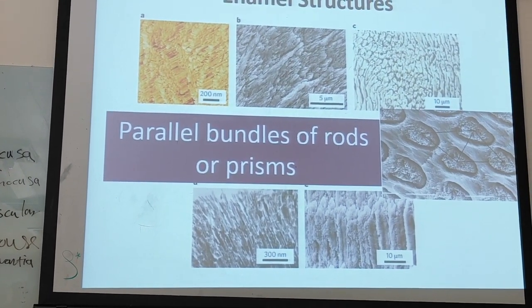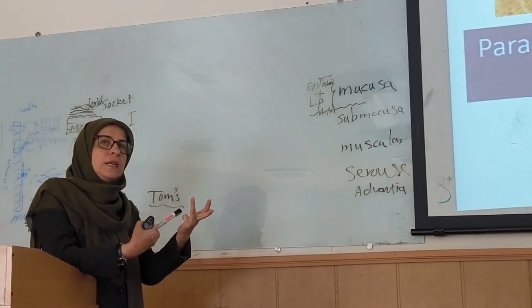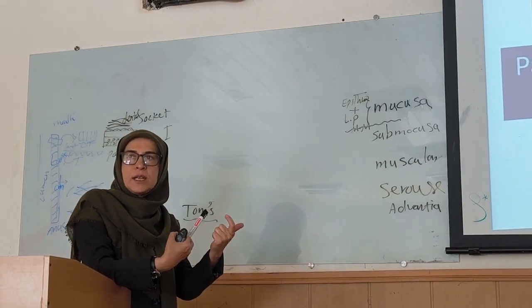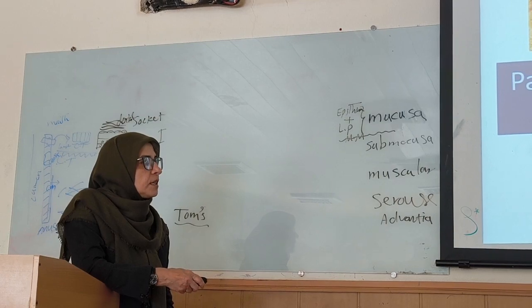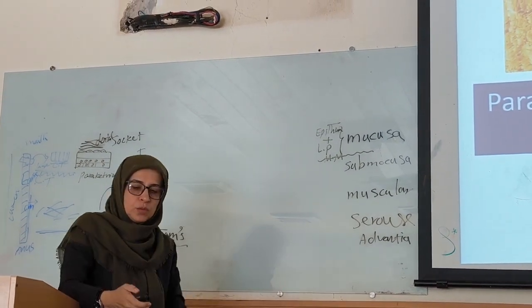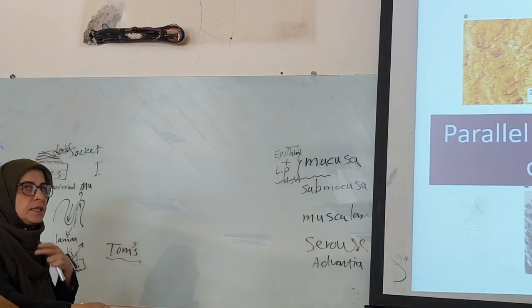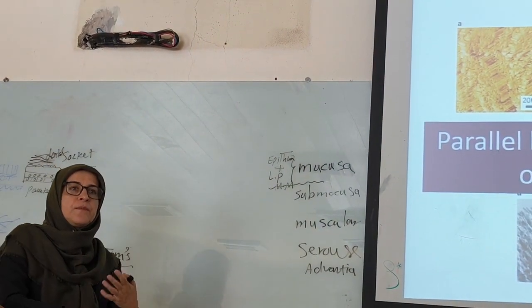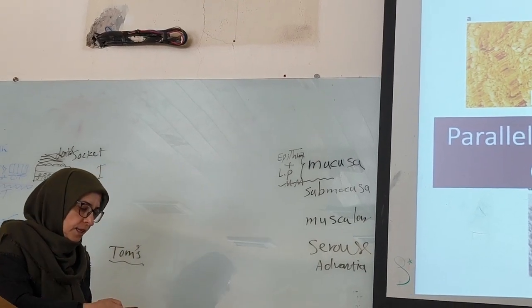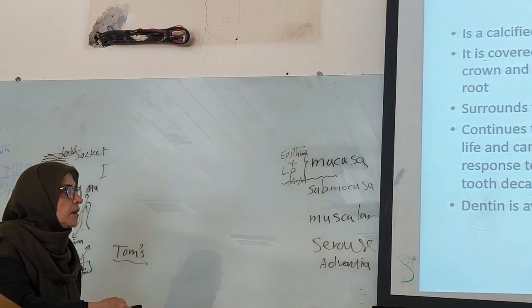Just you should know the enamel cells, the proteins, and also its structures, which are rods located parallel together, and this enamel includes hydroxyapatite crystals that are involved in the hardening of the enamel.